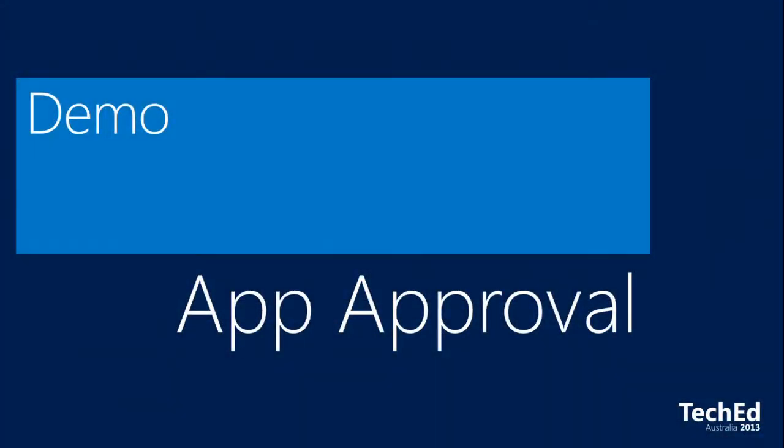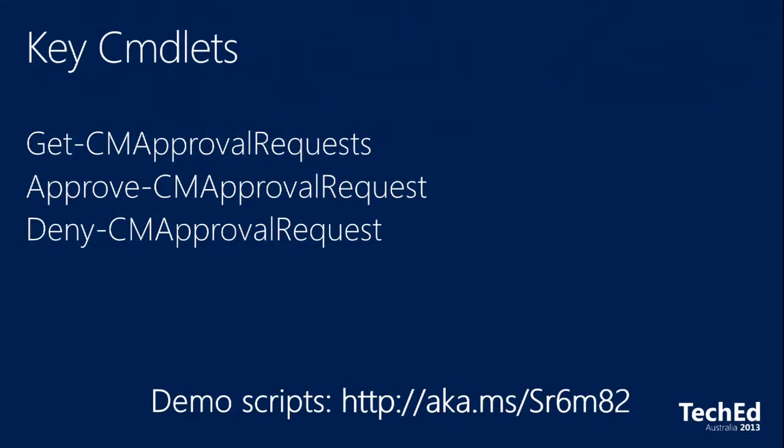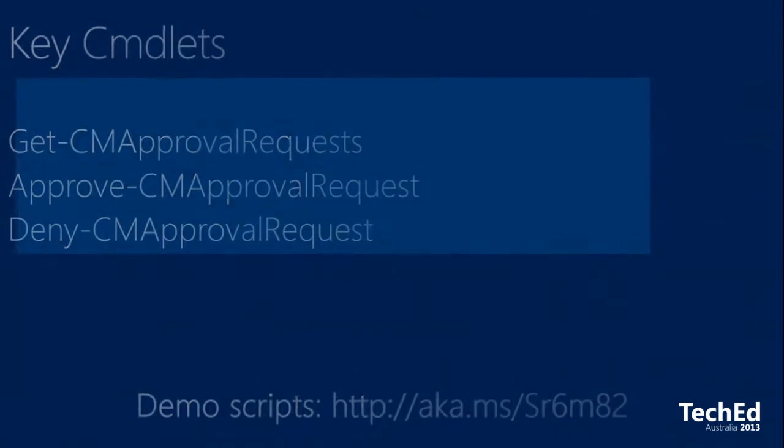All right, so in terms of our key commandlets again, I told you there was only 3 ConfigMgr commandlets, so it's 77 lines of code just to show a UI. I know it sounds a bit hard, but these are the 3 important ones. Get our requests. We want to approve or deny them. Again, that full script's there. Download it if you want, and see how you go.